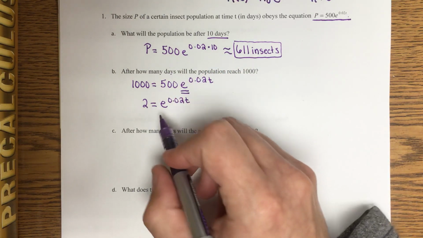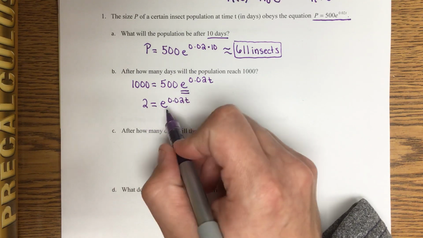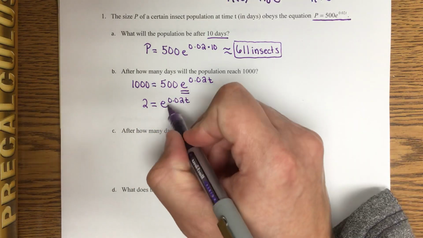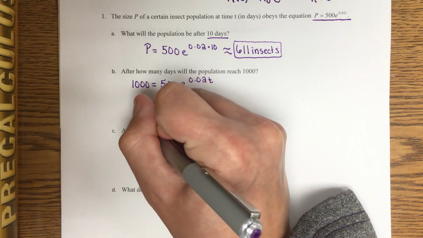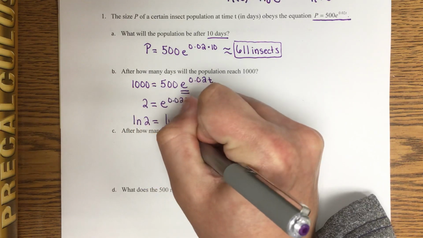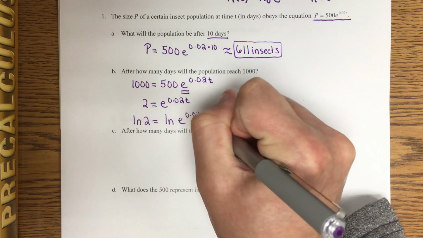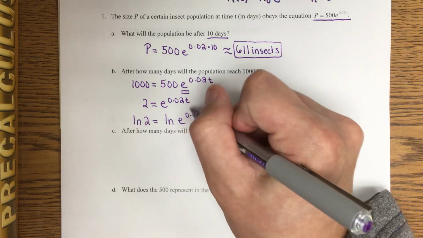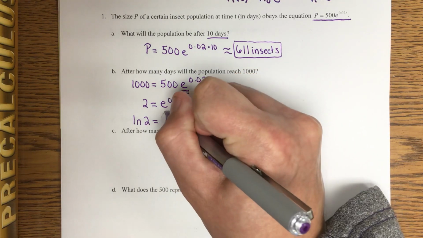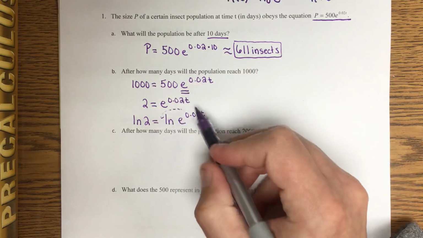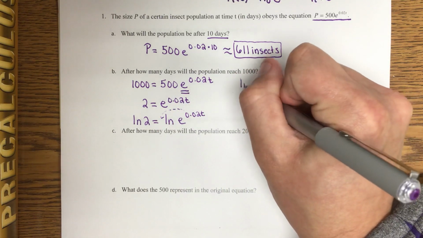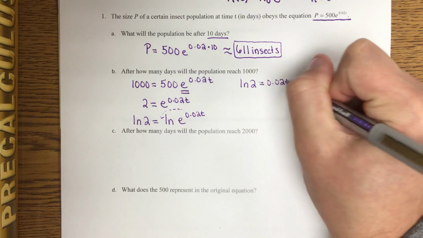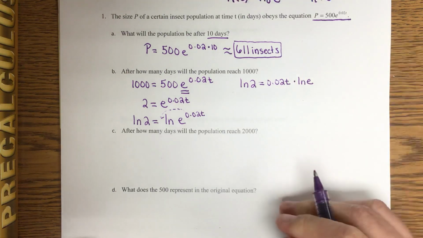And now what happens is, usually I would try to get bases to be the same, but since the base is e, I can't do that. So then I'm going to take the log on both sides, and because my base is e, I'm going to use the natural log. Now I use the log on both sides, not only because I can't get bases to be the same, but then I'm going to use the power property, and I'm going to put that power out front. So it's going to be the natural log of 2 equals 0.02t times the natural log of e.